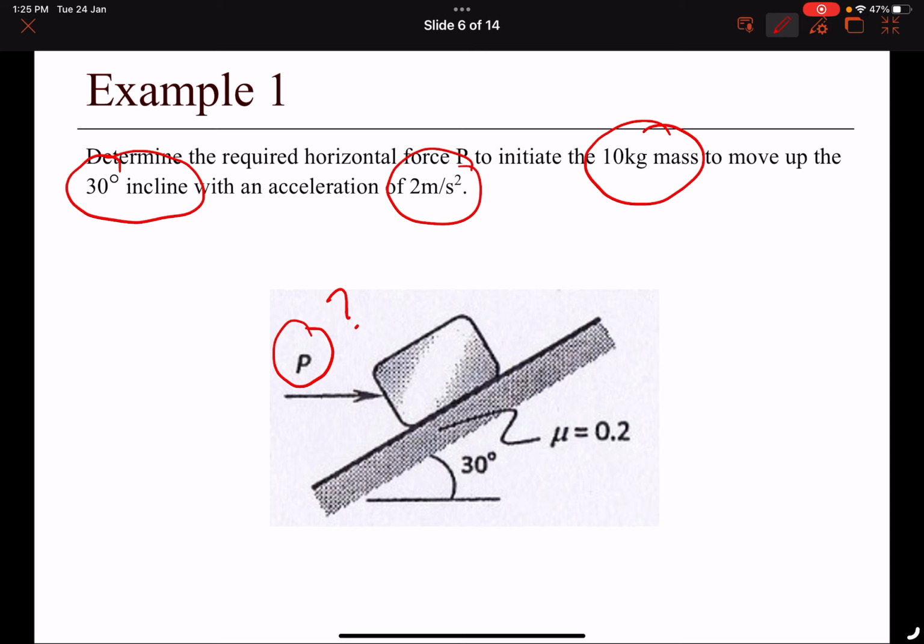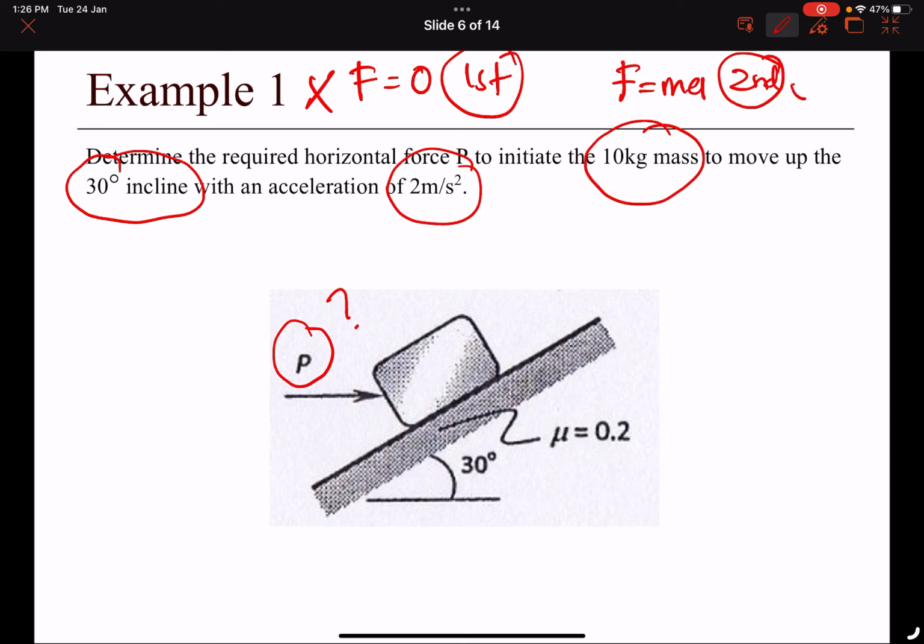So in this case, make sure you keep in mind that this one is no longer static, this one is dynamic, because we are involved with acceleration or movement. So Newton's first law is no longer applicable for this system. We have to apply Newton's second law, so you have to apply F equals ma.